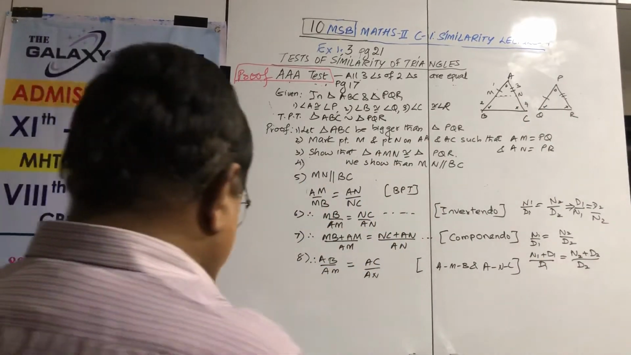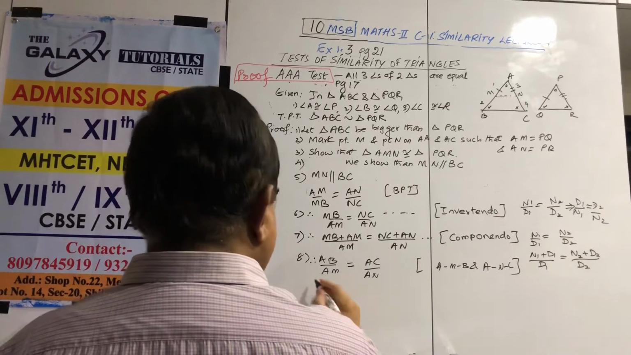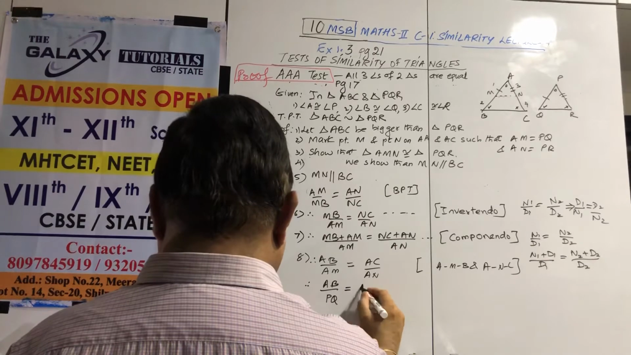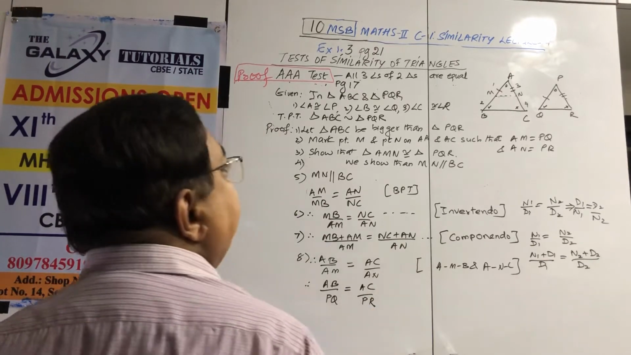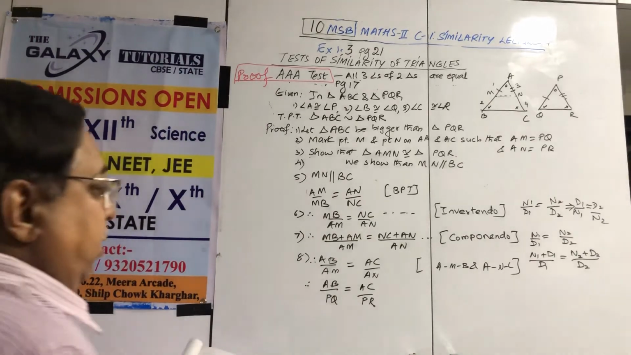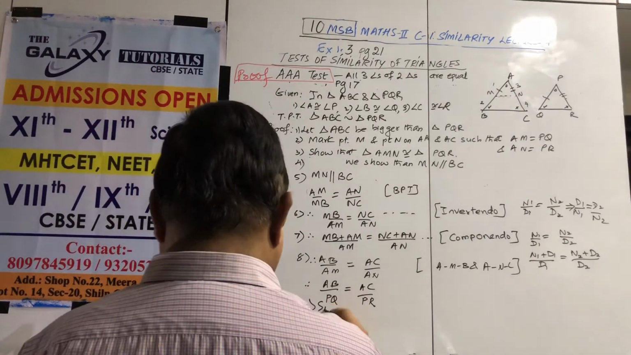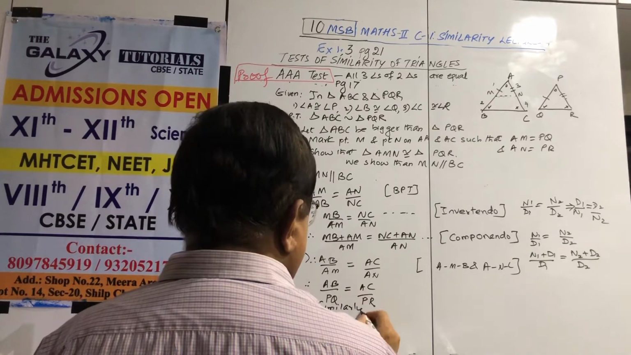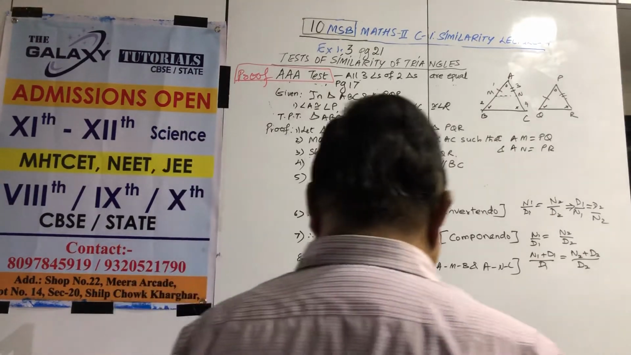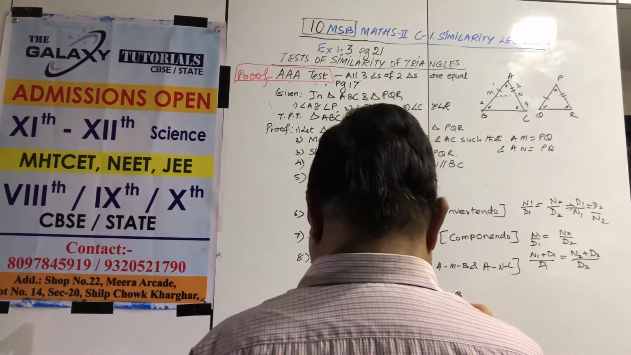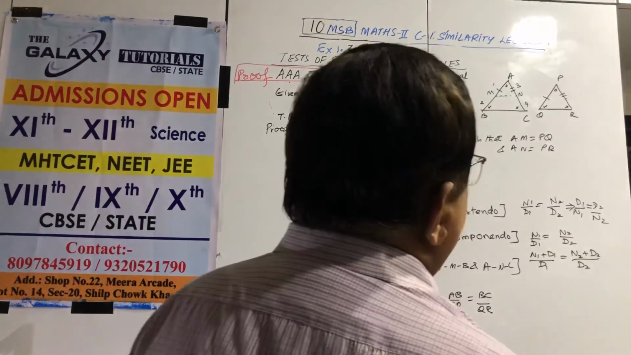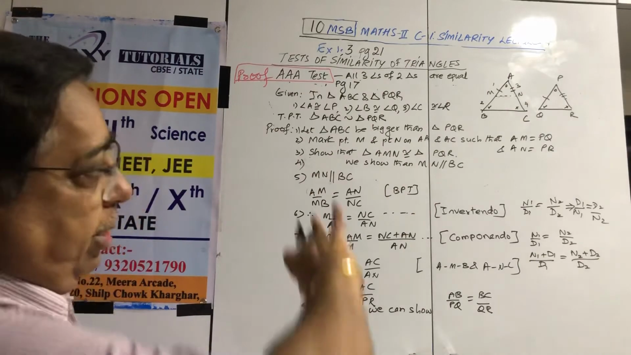Now, therefore, when we check it out, AB upon PQ is equal to AC upon PR. This is how we have completed. Similarly, in the same way, we can show AB upon PQ is equal to BC upon QR also. We don't have to do it two times.